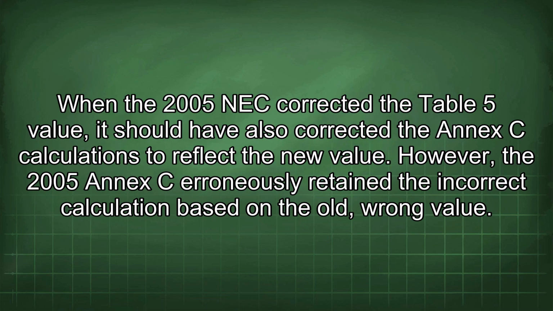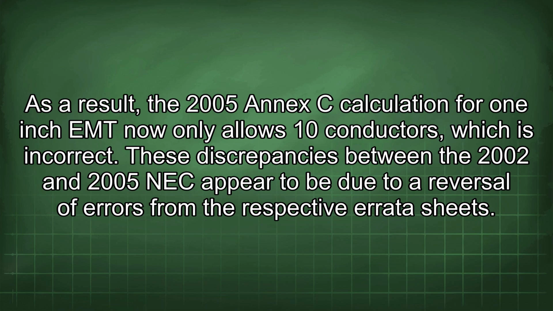When the 2005 NEC corrected the Table 5 value, it should have also corrected the Annex C calculations to reflect the new value. However, the 2005 Annex C erroneously retained the incorrect calculation based on the old, wrong value. As a result, the 2005 Annex C calculation for 1-inch EMT now only allows 10 conductors, which is incorrect.